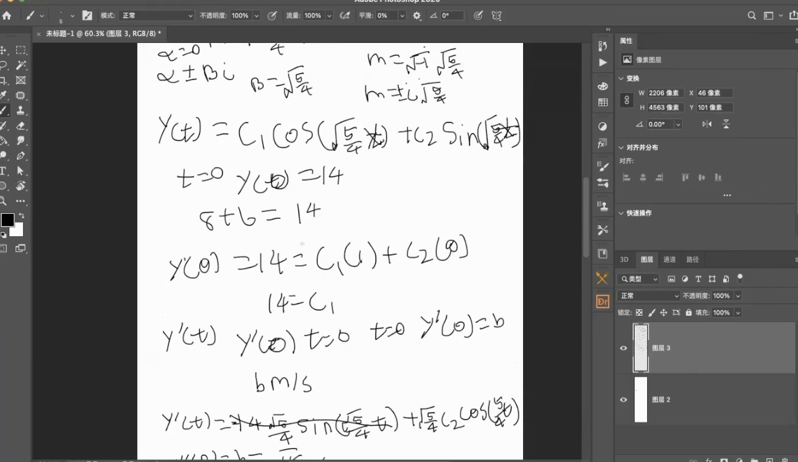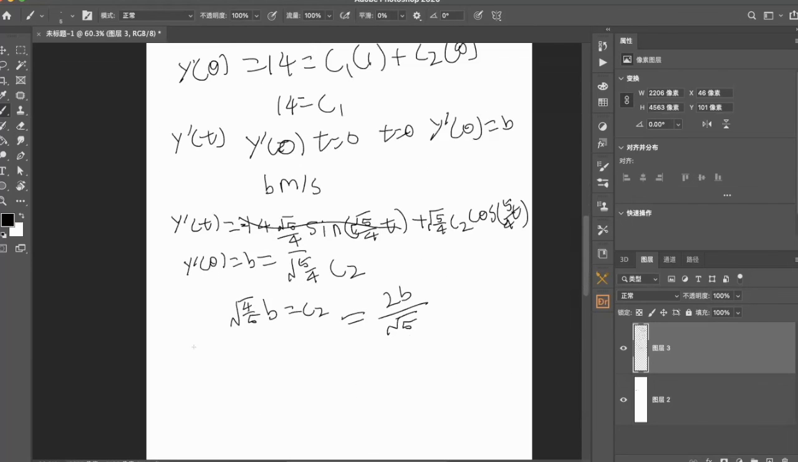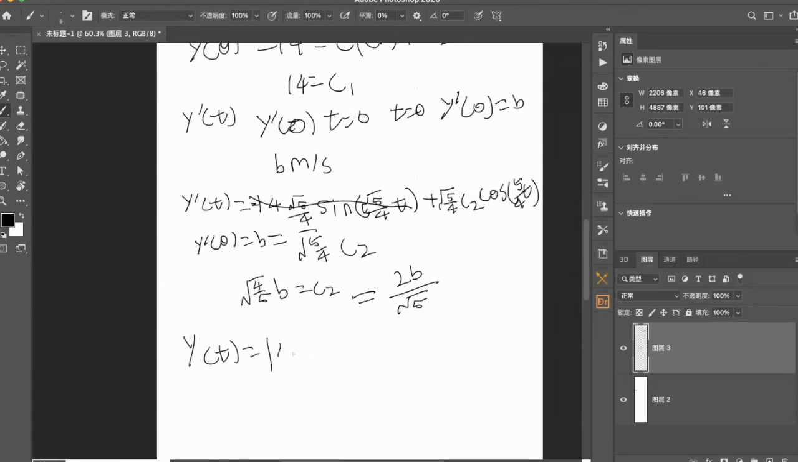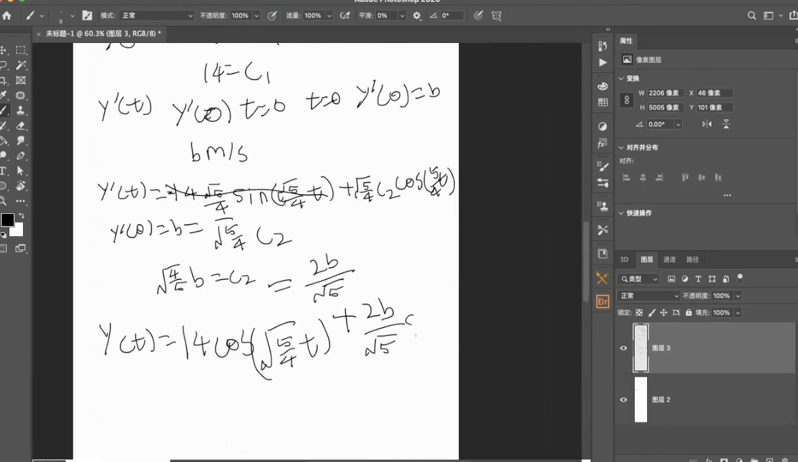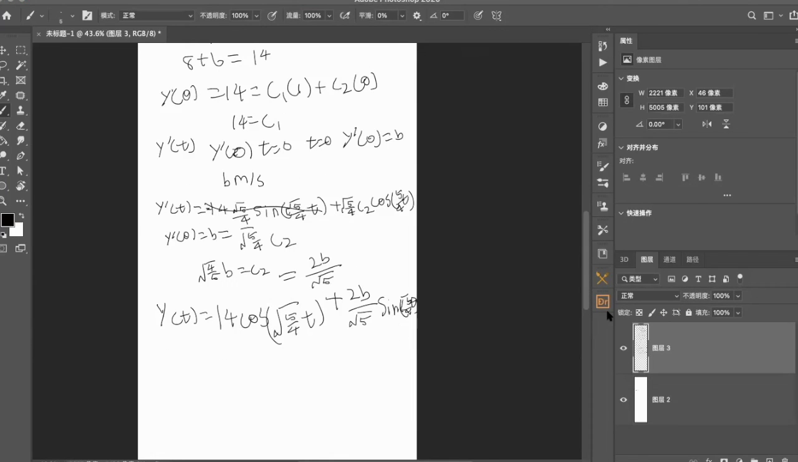Now you have c1, you have c2. So in this scenario, y of t will equal 14 cosine square root of 5 over 4 t plus 2b over square root of 5 sine square root of 5 over 4 t. Now we know how to solve the second order homogeneous differential equation. It will be much harder when it's non-homogeneous, but that's a topic for the next video. Thank you.